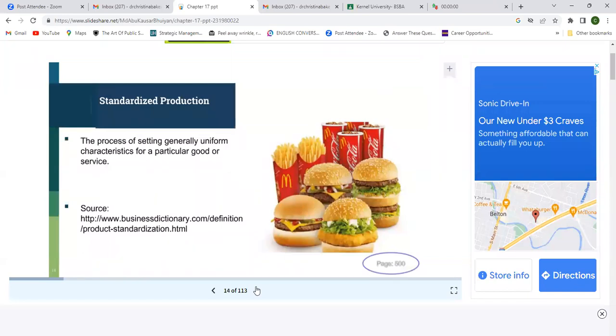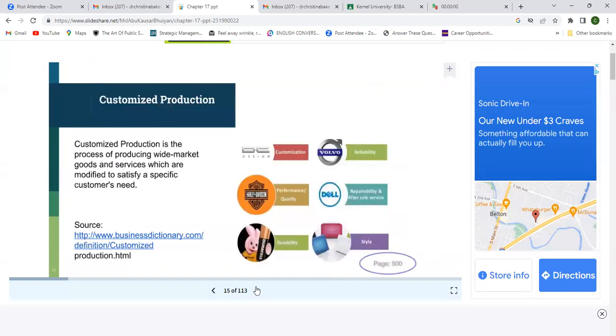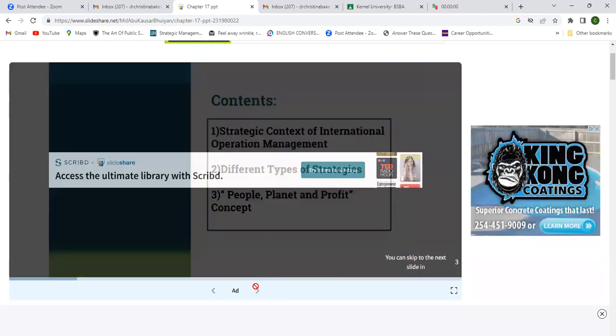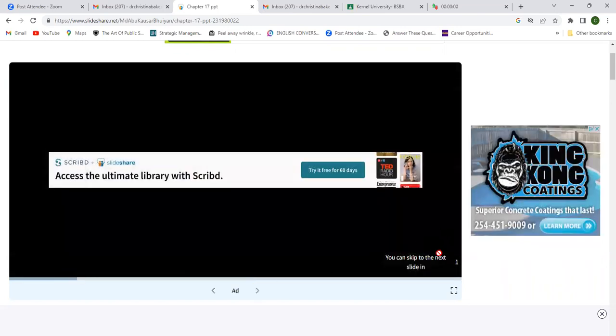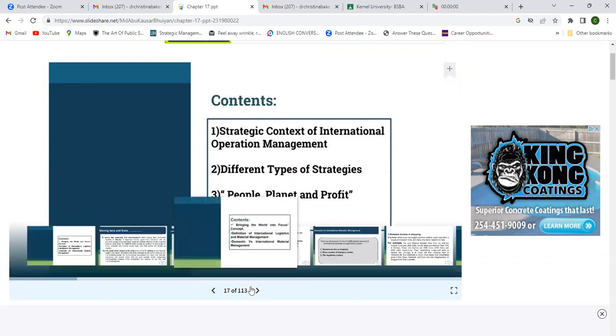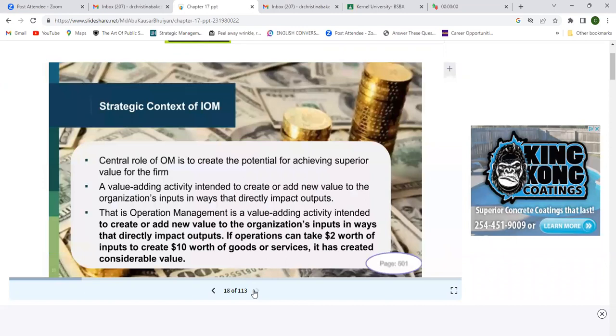Standardized production is the process of setting generally uniform characteristics of a particular good or service. We have customized standardization: efficient cost leadership with standardized production, and differentiation and customer responsiveness with customized production. We have the strategic context of international operation management, different types of strategies, and the people, planet, profit concept.